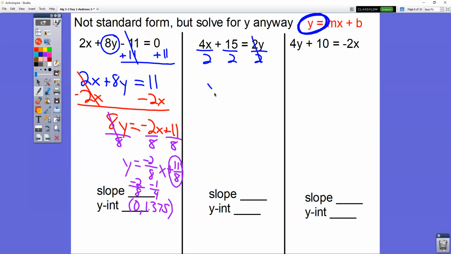So those cancel out. I'm going to move my y equals to the front. 4 divided by 2 is 2x. 15 divided by 2 is 7.5. So my slope is 2, or you can put 2 over 1. And my y-intercept is (0, 7.5).